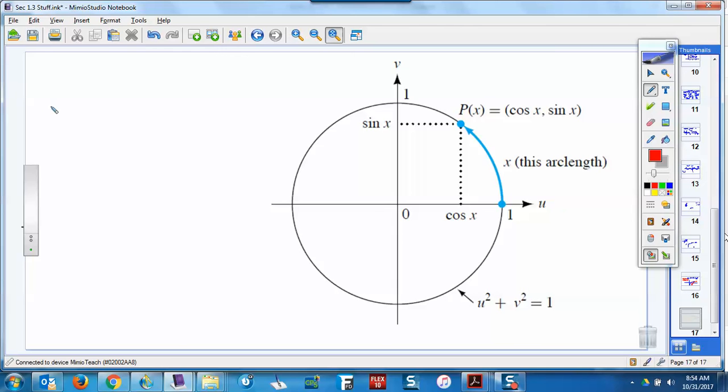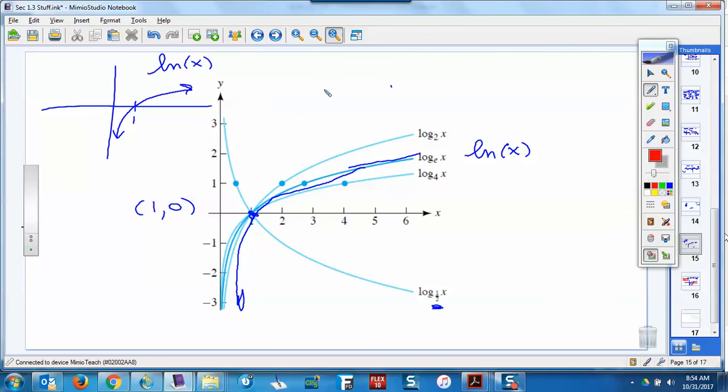So we talked about logs a little bit. You're going to get into those a little more. Okay, the domain on a log graph, domain is positive, right? X has to be positive. You can't put a negative into a log. You can't do log of a negative, right? Doesn't make sense. You want to do log of positive values.